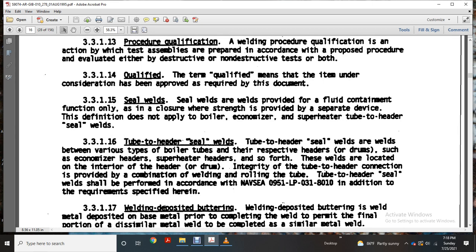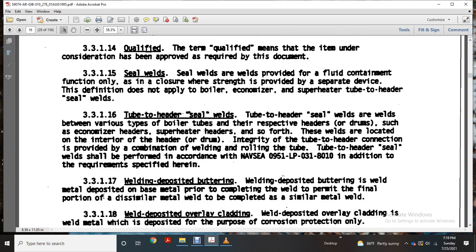Welds are various types of boiler tube with respect to the header of the drum, such as the economizer headers, the superheater headers, and so forth. The welds are located in the interior of the header or the drum, and the integrity of the tube heater connection is provided with a combination of the welding and rolling of the tube heater seal. Welds should be performed in accordance with the Navy C 0951 LP 031 8010 in addition to the requirements specified herein.